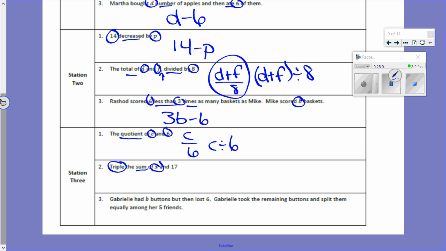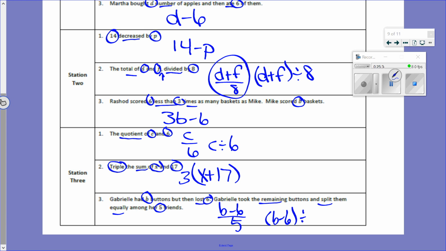Okay, triple the sum of x and 17. So x and 17, triple the whole sum means I need to multiply by 3. So you put the 3 on the other side, is it okay? That'd be acceptable, yeah. Okay. Gabrielle had B buttons, but then lost 6. Gabrielle took the remaining buttons and split them equally among her 5 friends. So she had B, lost 6, and split them among 5. Or B minus 6 divided by 5.